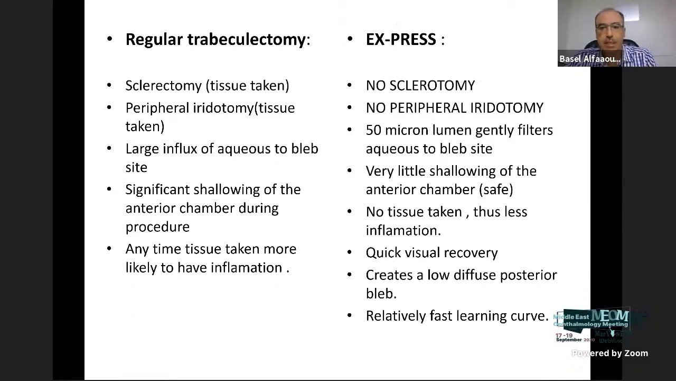But for Express, when we compare it to traditional or regular trabeculectomy, there is no sclerectomy, no peripheral iridectomy. The 50 micron lumen gently filtrates the aqueous to the subconjunctival site. Very little shallowing of the anterior chamber, so it's safe. No tissue taken, thus less inflammation. Quick visual recovery. It creates a low diffuse posterior bleb. It is a very important point that the bleb in this device will be posterior.